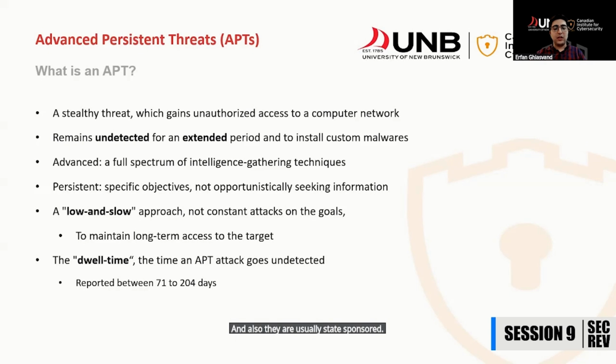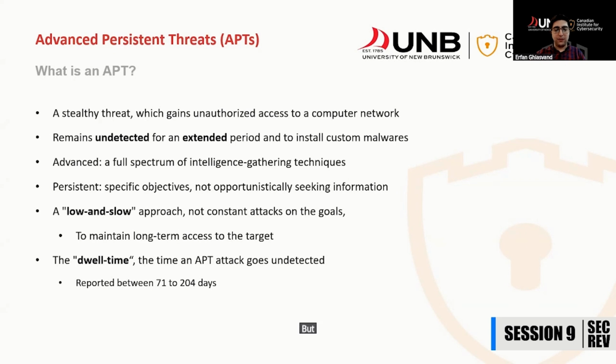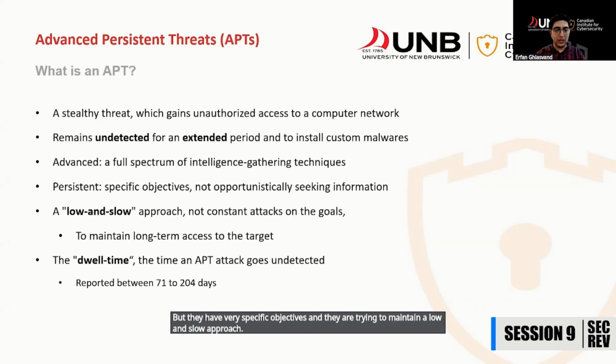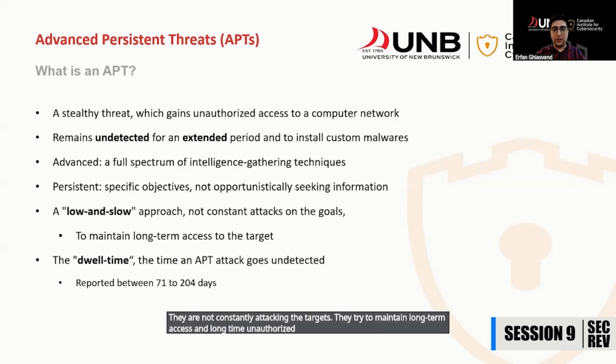We call them persistent because they're not like DDoS attacks, which opportunistically seek information. They attack their target over and over, but they are very specific. They have very specific objectives, and they try to maintain a low and slow approach. That's a very important thing about APTs. They are not constantly attacking their targets. They try to maintain long-term unauthorized access to the target. On that, different resources report the dwell time, that is the average time that an APT campaign goes undetected. They usually report this dwell time between 70 to more than 200 days.